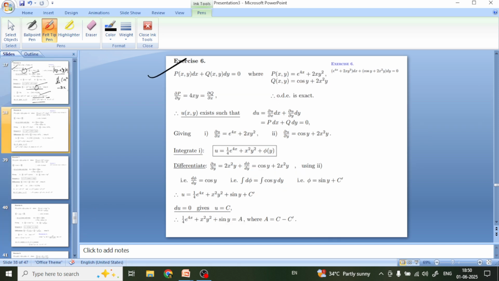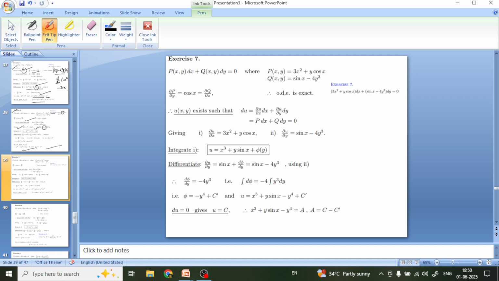Now next question, this is P(x, y), this is Q(x, y). Now take the derivative of this 2x square, that is equal to 4xy right here. And after that take the integration of the first equation, and take the differentiation of the second equation. And after that take the integration of cos y. And after that put these values equal to a, and a is equal to c minus c dash. You will find this equation exactly.